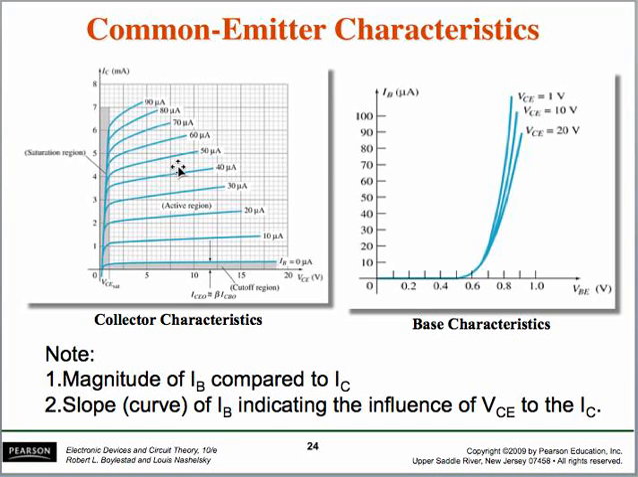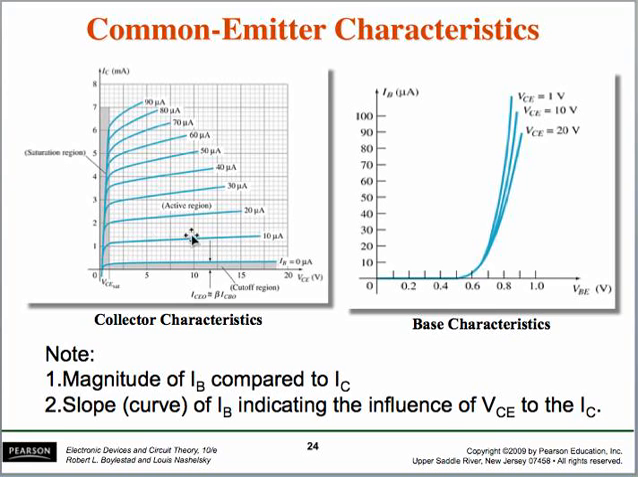Now let's look at the output terminal. Again, you can see the saturation over here. You can see the cutoff region over here, and there's the active region. But what's different between the output characteristic of common emitter and common base is that the input current is now your base current.